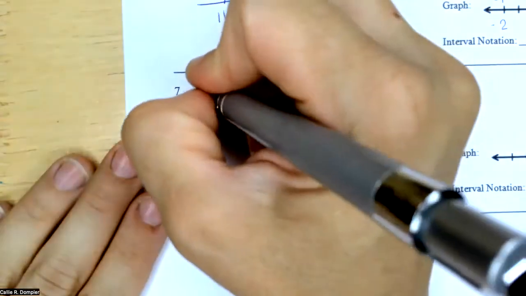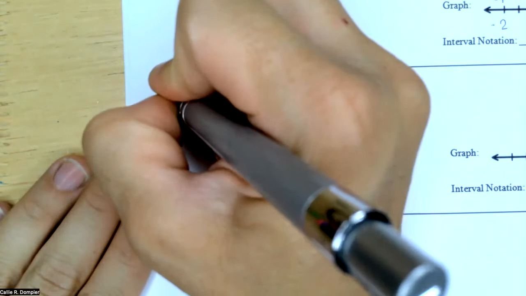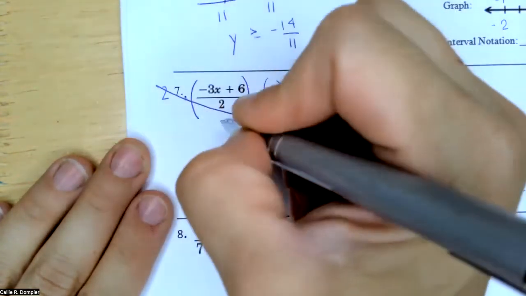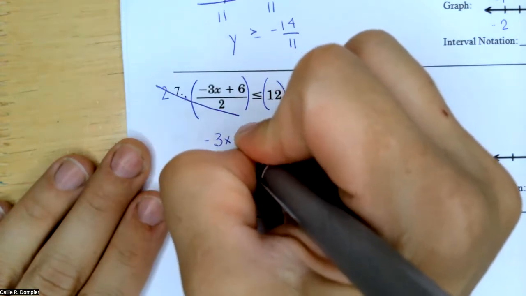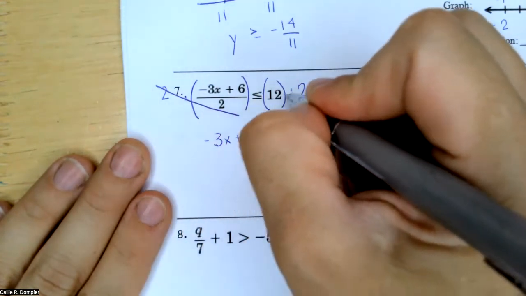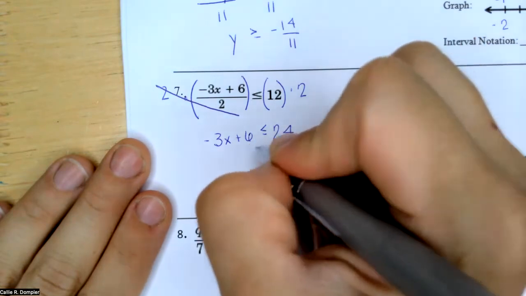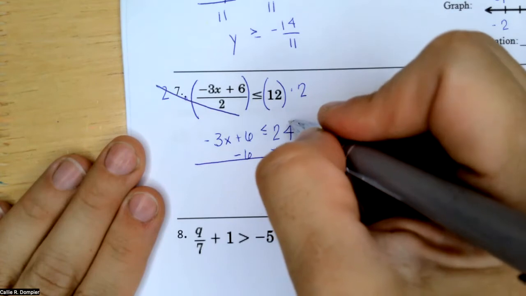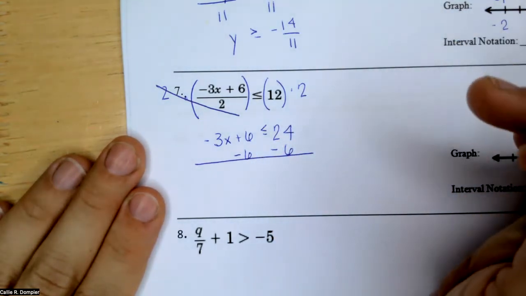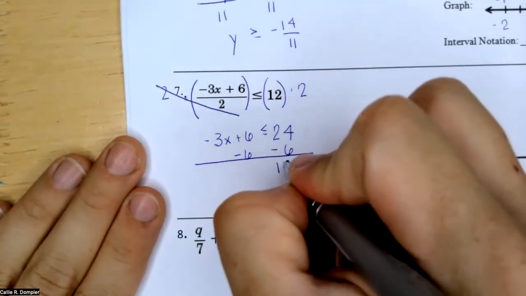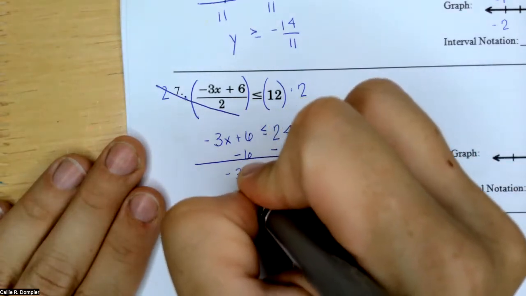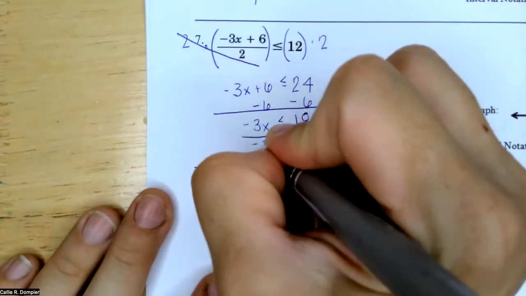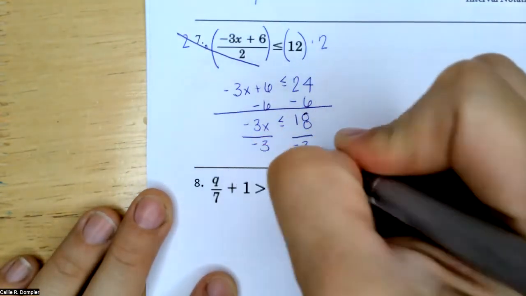Here again, we're going to multiply everything over here by 2, multiply everything on this side by 2. That cancels that. -3x plus 6 is less than or equal to 12 times 2 is 24. Subtract 6, subtract 6. 24 minus 6 is 18. -3x is less than or equal to 18. Divide by -3, divide by -3.